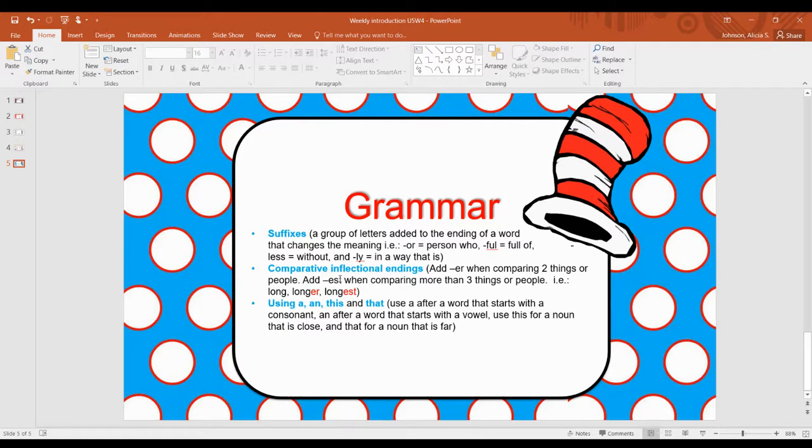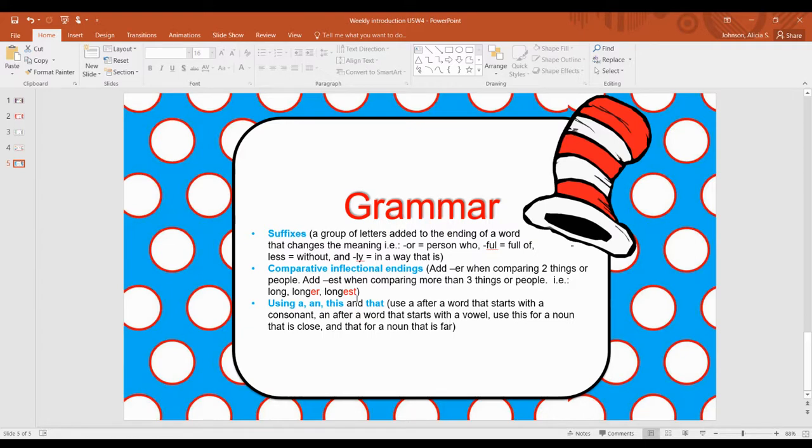Next, we have comparative inflectional endings. And this is a spiral review for us. So we have ER, which we add to the end of a word when we're comparing two things or two people. And we have EST when we're comparing three or more things or people. So down here I have long, longer, and longest. If I was comparing two things, let's say I have two snakes, I might say the green snake is longer than the black snake. There were only two snakes, so I added ER to the end of long.